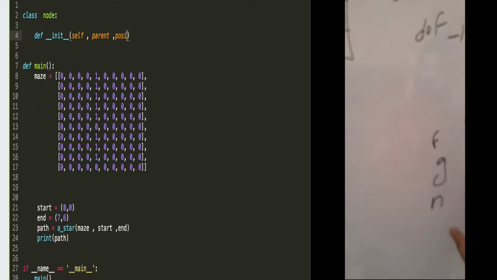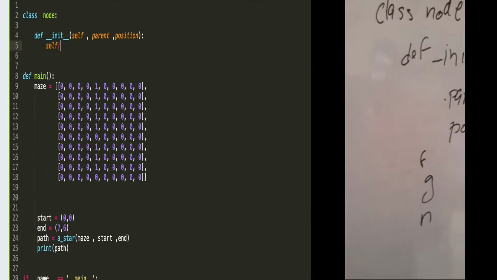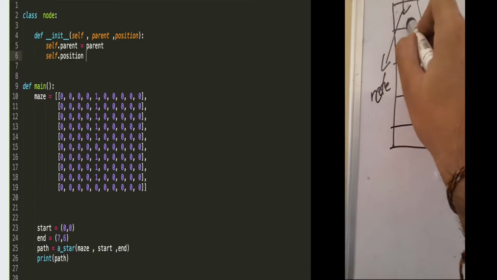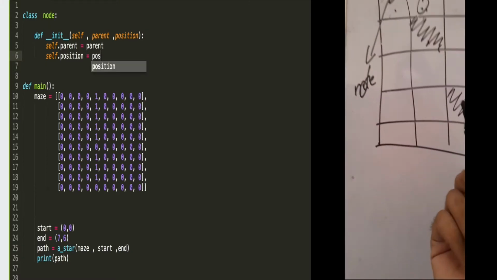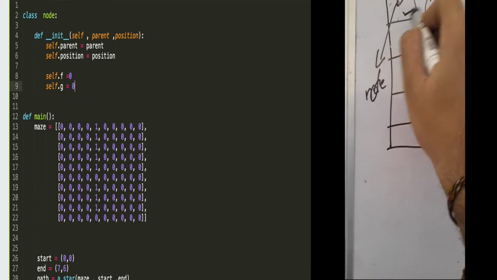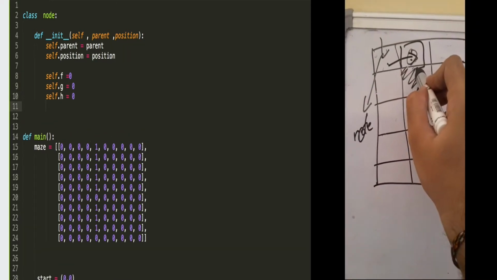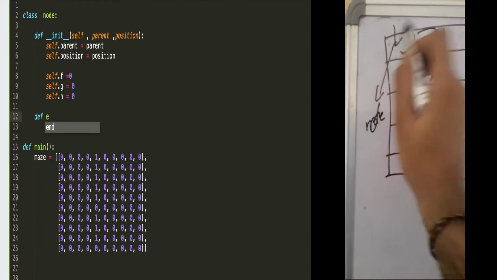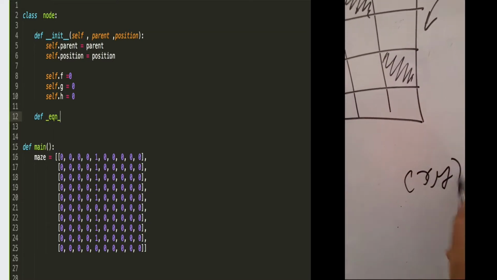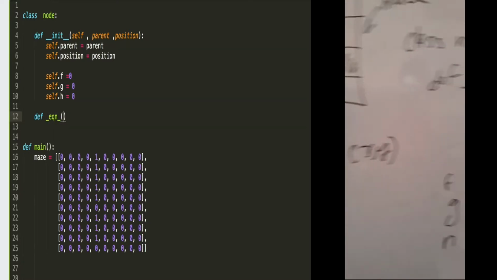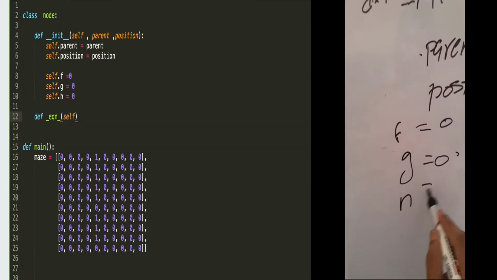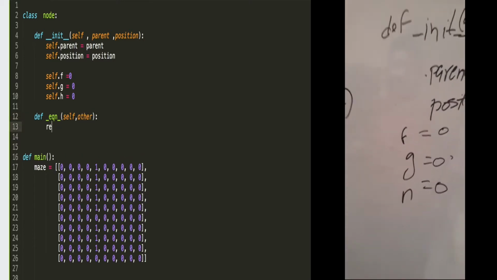What are these f, g, and h? I'll talk about that later. But the parent is, let's suppose this node is what we are passing to a class, its parent may be this one or that one. So when we travel in a maze, this starting node will have no parent. If we go this way, then for this child node, the starting node is its parent, and its position will be in the form of x and y that we are going to pass here. So we'll pass the parent and the position, and we're going to initialize f, g, and h to 0. These are very important, so be aware of that.